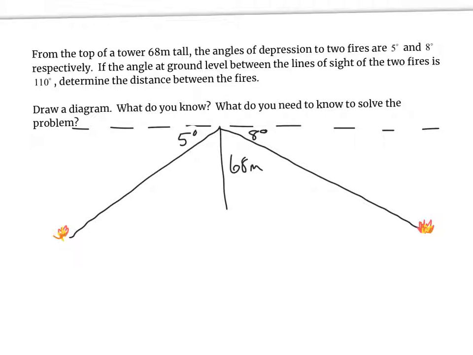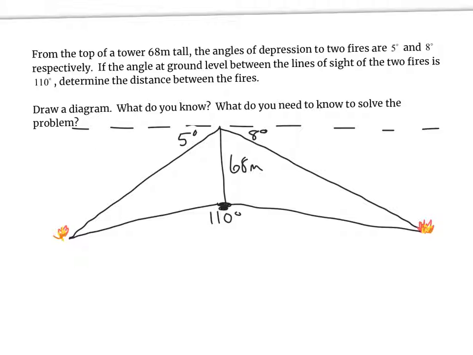Then the next thing it says is the angle at ground level. This is now at the base of the tower, between the lines of sight of the two fires. That means that the angle between the lines of sight from there to there is 110 degrees. And then it says how far apart are the fires.